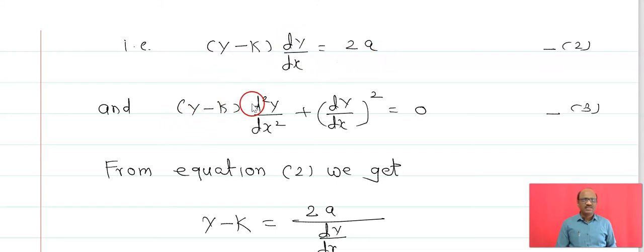Now again differentiate this with respect to x. That is (y minus k) as it is, times the derivative of dy by dx, which is d2y by dx square, plus the derivative of y, which is dy by dx. The derivative of k is 0.